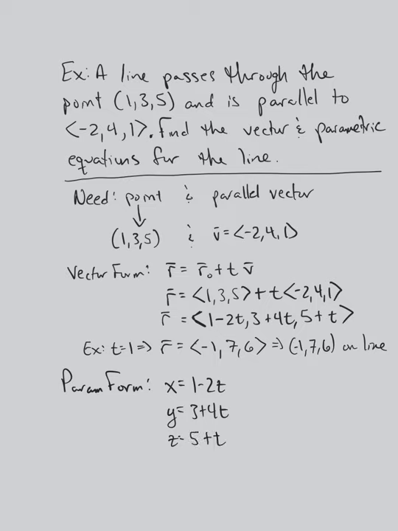Now if you wanted another point, let's do t equals negative 2. In this form you would say x is equal to 1 minus 2 times negative 2. That's going to give you 5. y is equal to 3 plus 4 times negative 2. That's going to be negative 5. And z is equal to 5 plus negative 2. That's going to be 3. So there's a way to get another point on the line. And there we go.